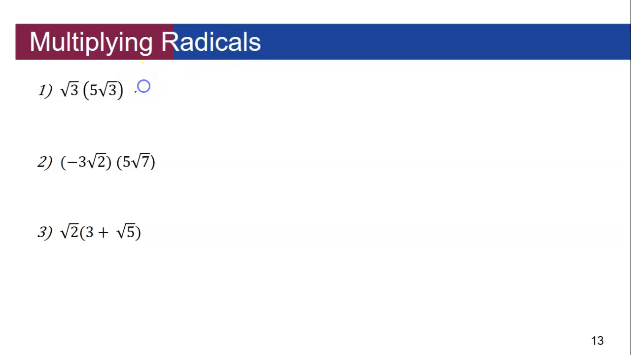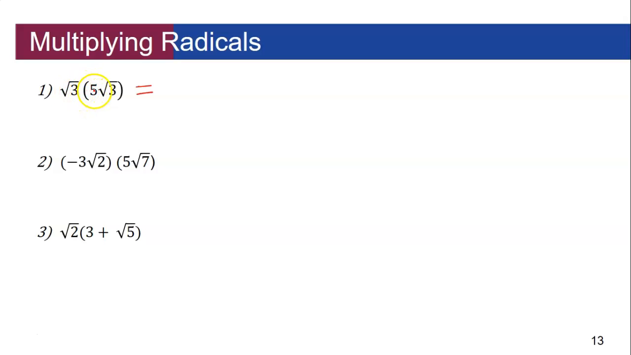Okay, I want to talk for just a minute about multiplying radicals. The thing you need to remember with multiplying radicals is you either multiply what's outside the radicals together or you multiply what's inside the radicals together. You don't mix the two. So you're not going to multiply an outside to an inside or an inside to an outside.